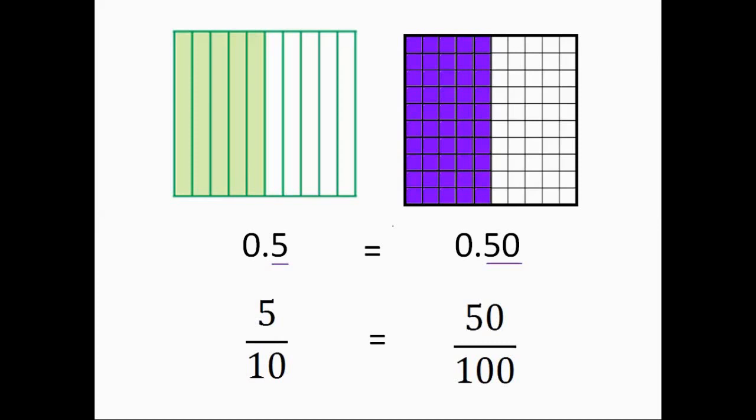Now we can clearly say there is no value of 0 if it is at the end after the decimal. So 0 has no value if it is at the end after the decimal. We are using this concept to understand ascending and descending order of decimals. Let's see some examples. Ascending order.